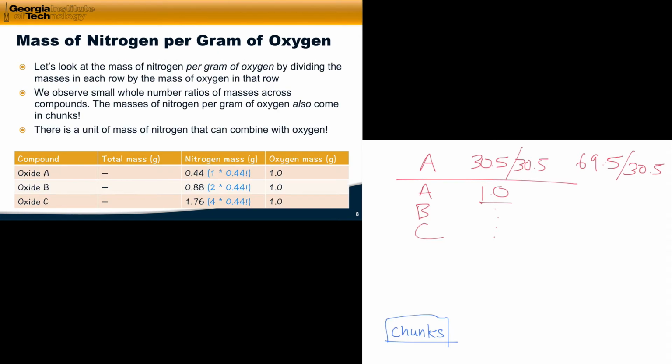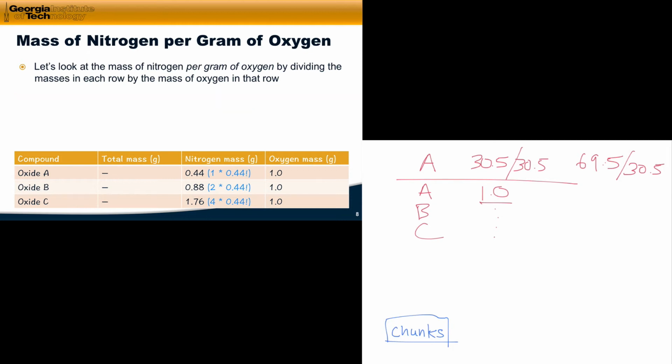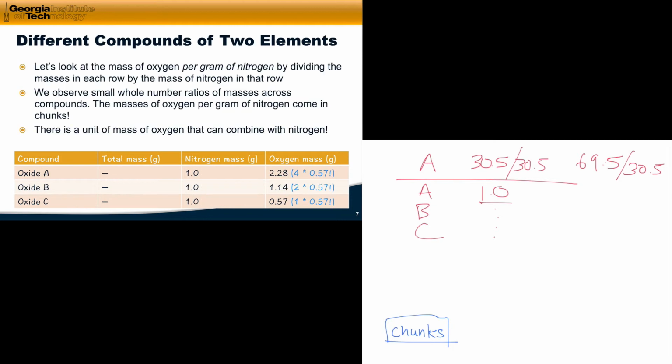We're seeing that here. Let's back up a couple of slides. We've got 1 chunk of 0.44 grams combines with a gram of oxygen, 2 chunks in oxide B, and 4 chunks in oxide C. Exact opposite if we look at the mass of oxygen per gram of nitrogen. We've got 1 chunk of that 0.57 grams of oxygen in oxide C, 2 of those chunks in oxide B, and 4 in oxide A.